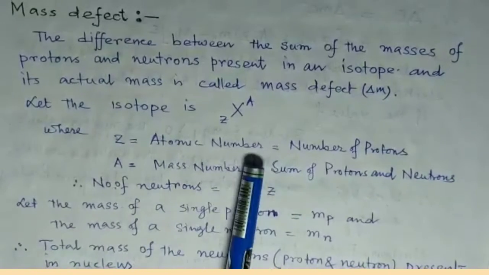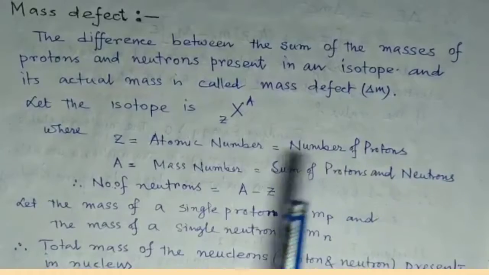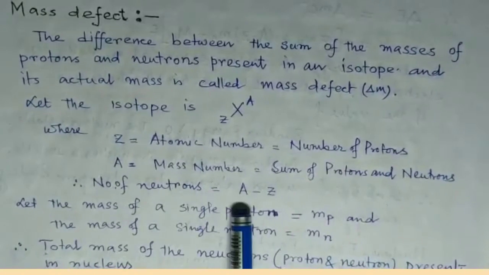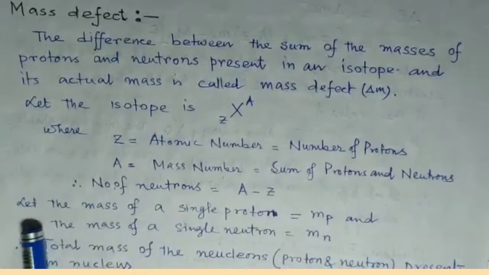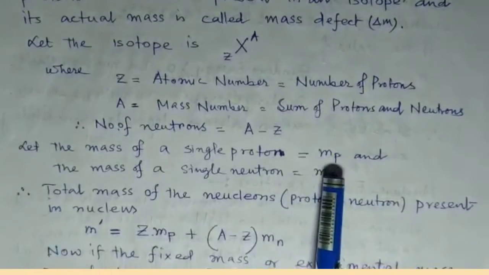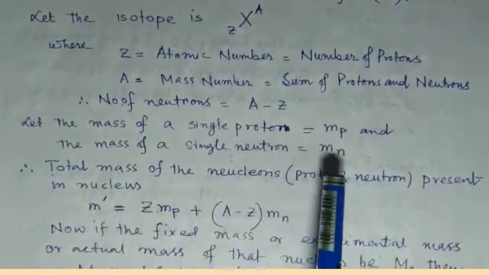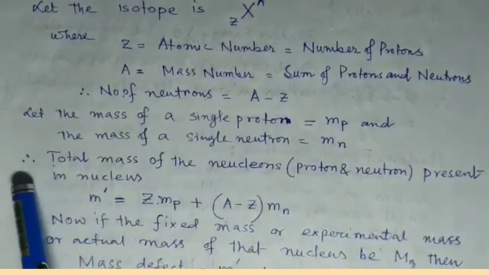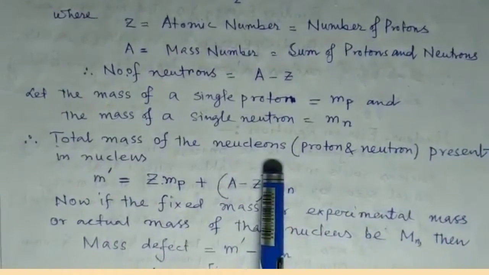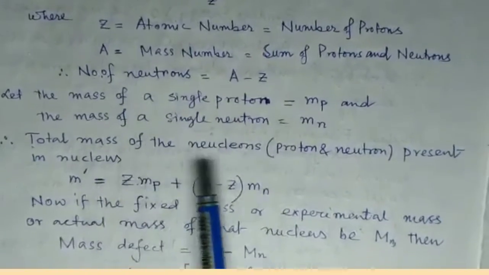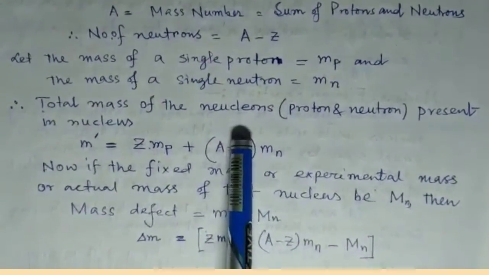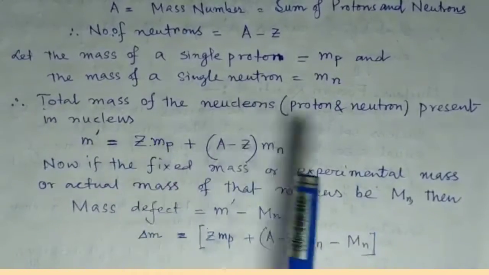Here Z is the atomic number, that is, Z means the number of protons, and A is the mass number, the sum of protons and neutrons. So the number of neutrons is A minus Z. Again, we assume the mass of a single proton is Mp, and the mass of a single neutron is Mn. Therefore, the total mass of the nucleons. What do you mean by nucleons? Actually, the protons and neutrons as a whole present in the nucleus are called nucleons.